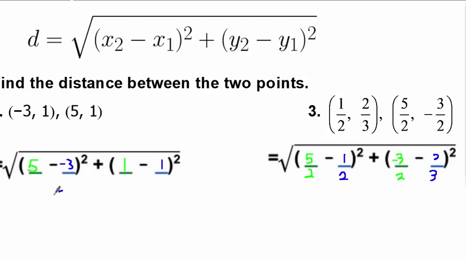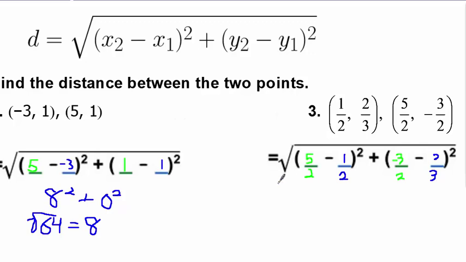I notice when I simplify these, I'm going to get 8 squared plus 0 squared. And 8 squared is 64, the square root of which is 8. So the distance from my first point here is 8. Distance is positive. I don't need to deal with the positive and negative.